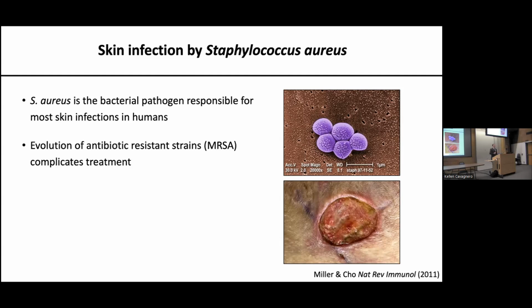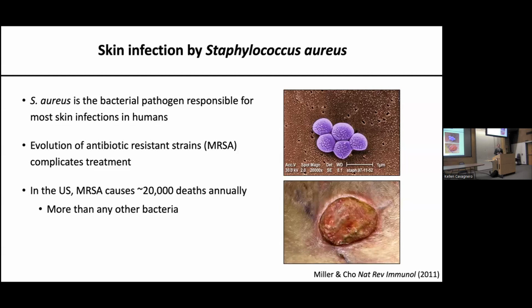However, in some cases, most of our antibiotics won't work. And this is because some staph strains have evolved resistance to most of the antibiotics in our arsenal. This makes treatment extremely complicated, or even in some cases impossible, and leads to a lot of morbidity and mortality. In fact, in the US alone, MRSA causes around 20,000 deaths annually. MRSA is the antibiotic resistant strains here. And this is more than any other bacteria and on par with the flu virus.